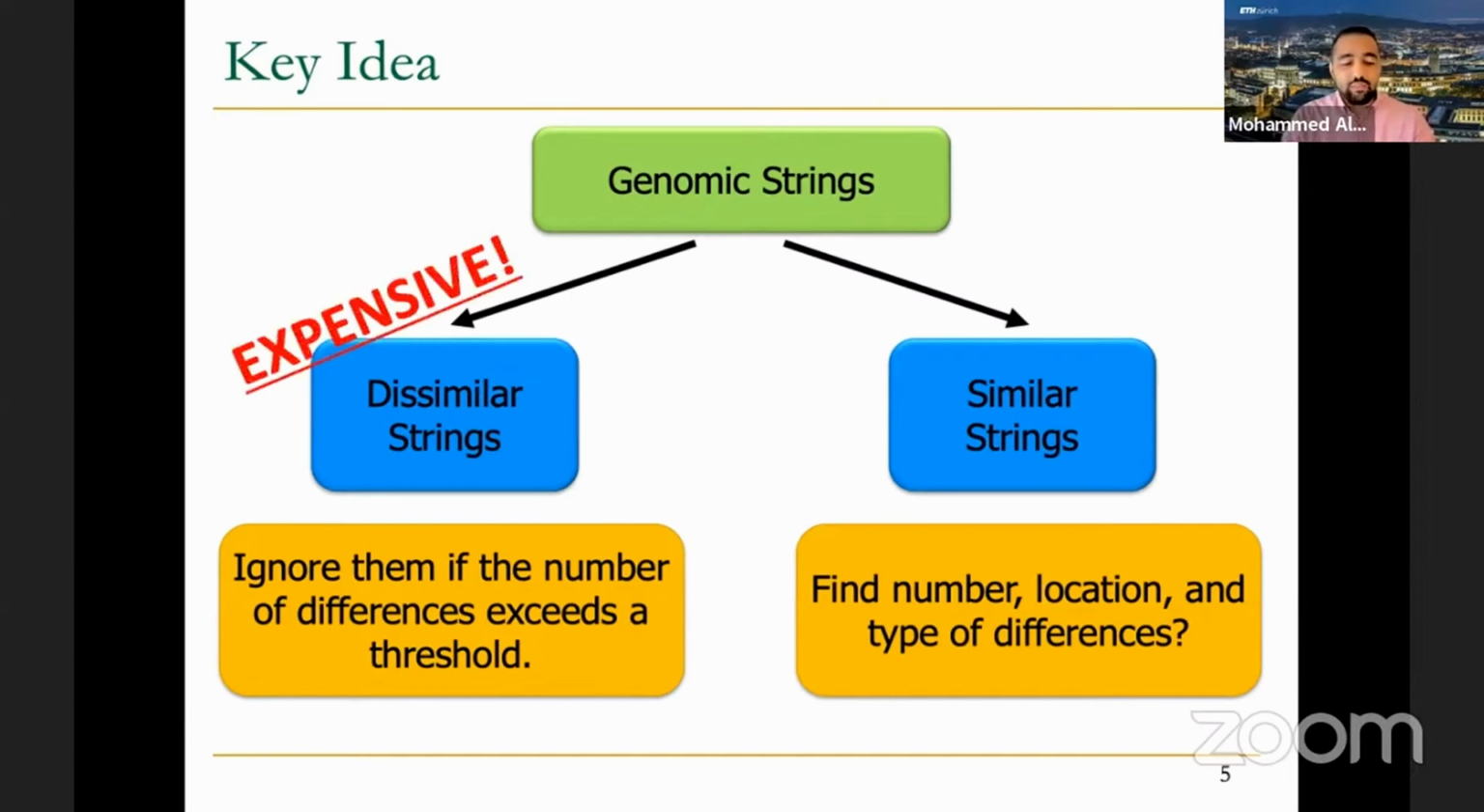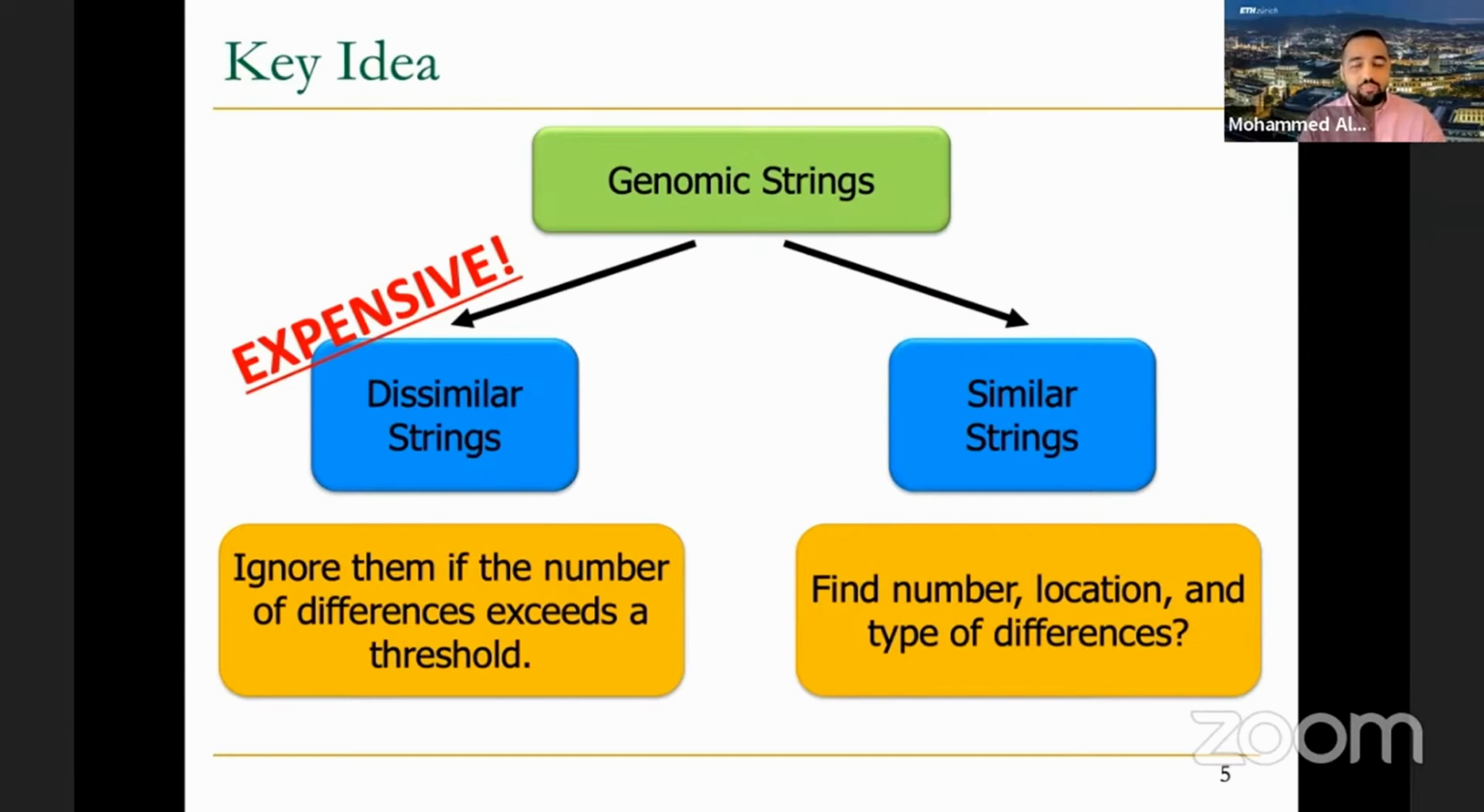If they are dissimilar strings, it doesn't make sense to use a very expensive algorithm to tell us that the number of differences is exceeding a threshold, and then you trash all the computation because you have already wasted cycles calculating this. So for us, we always try to propose filters that can tell us quickly if the number of differences between a pair of sequences is exceeding a threshold or below a threshold. Of course, below or equal to that threshold.